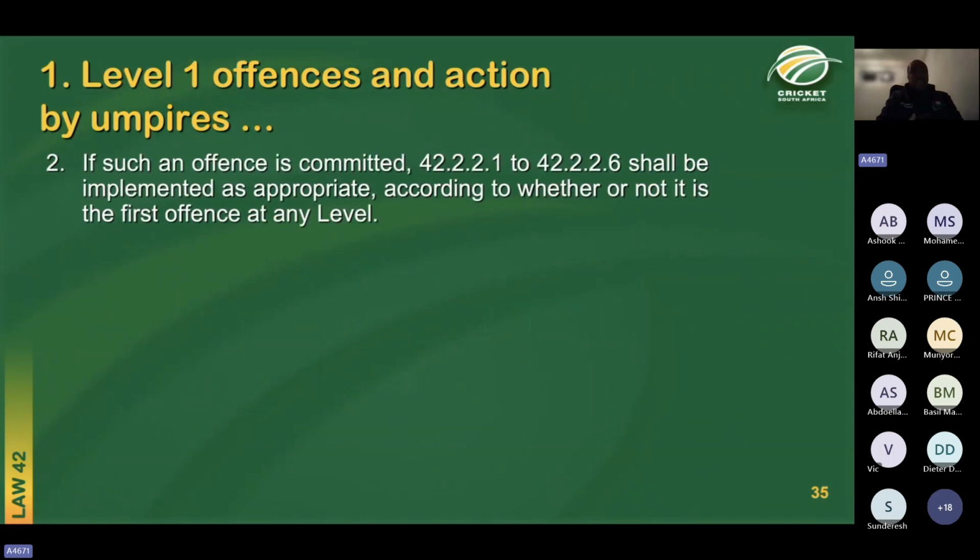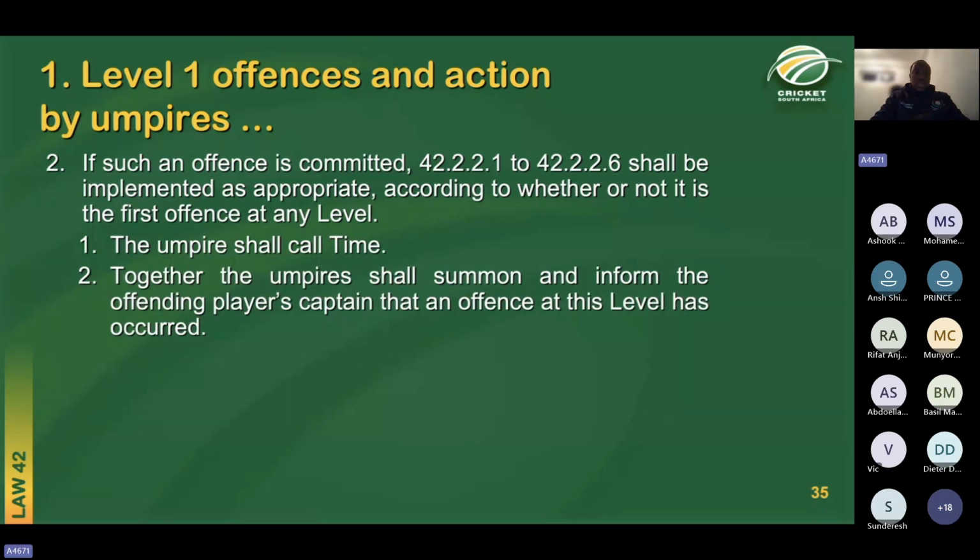So what happens if any player commits a level 1 offense? Umpires will need to intervene. According to law, the umpire shall call time if it is the first offense. Together, the umpires shall summon and inform the offending player's captain that an offense at this level has occurred. So, captain, your player has committed a level 1 offense.